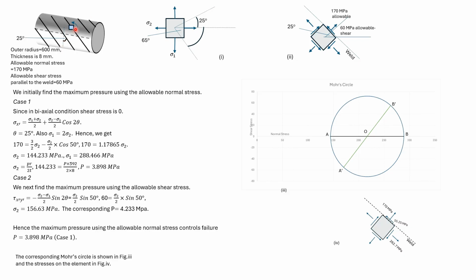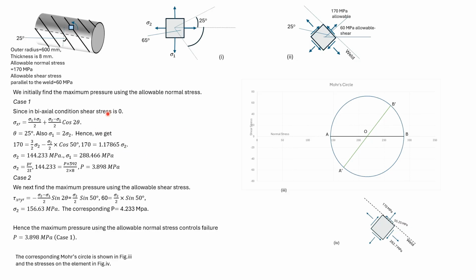So basically we have taken this element with sigma 1 and sigma 2 and rotated it by 25 degrees. We'll find two values of pressure, one using the normal stress and the other using the shear stress. Whichever value is less governs. With shear stress equal to 0, this equation becomes the equation of transformation of stress.